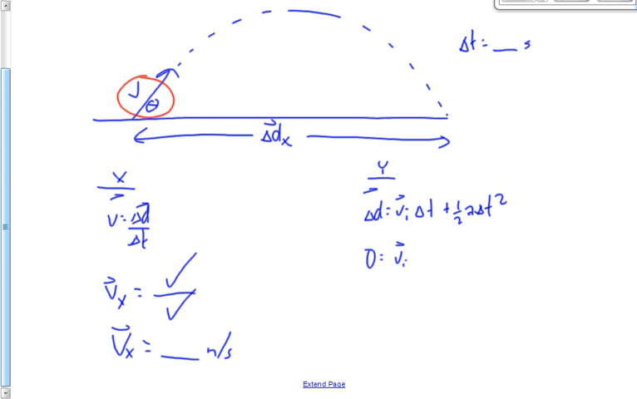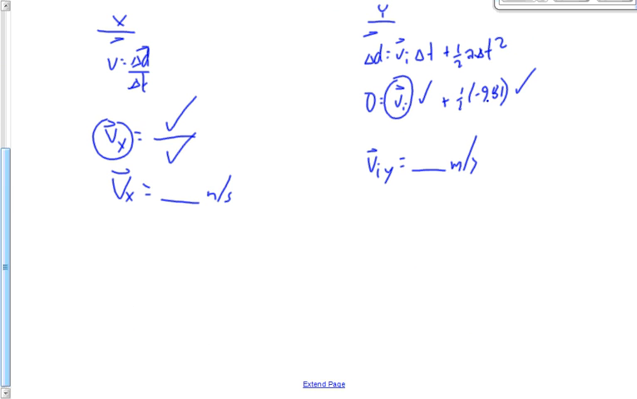VI, we don't know. Delta T, we're going to measure. Delta T again, we're going to measure. So you're going to solve for Vx in the first equation. You're going to solve for Vi. Remember, that's the y component in the second equation. Once you have Vx, once you have Vy, you can solve for V using the Pythagorean theorem, and you can solve for theta using the inverse tan function.